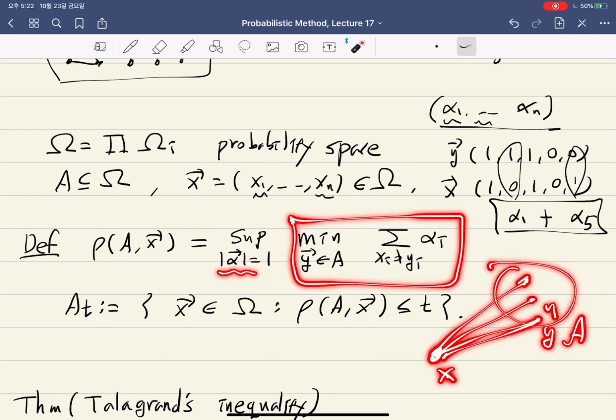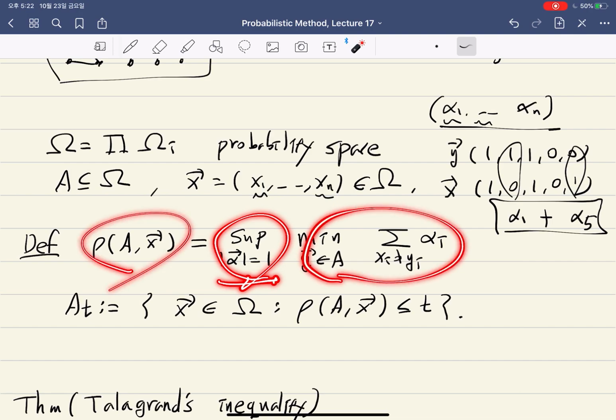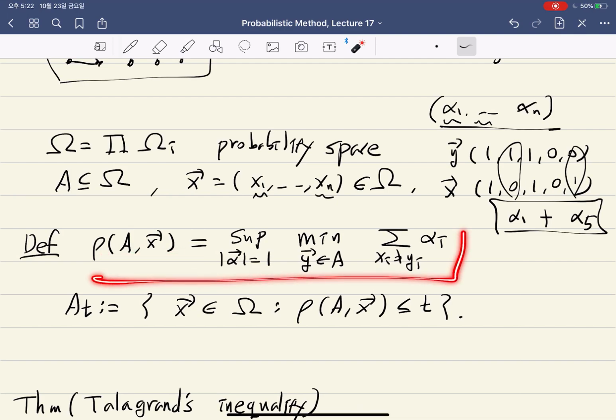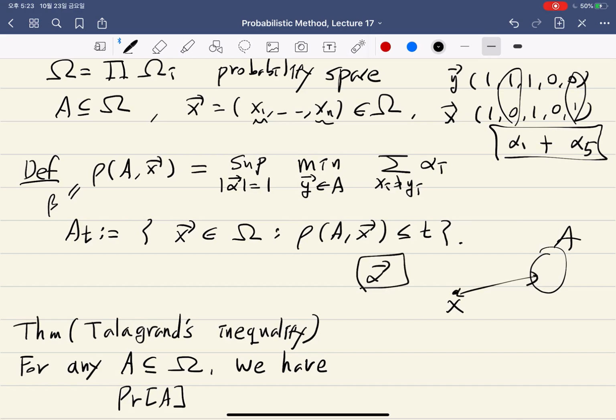And we want to take the worst case over all weights. If we know this, then whatever weight we are given, we can say that with that weight, the weighted Hamming distance between x and A is at most this value. So this is the definition: once we compute this, say this is some number beta, then no matter how the weight is given, we can always ensure that the weighted Hamming distance between x and A with this weight is at most this beta.